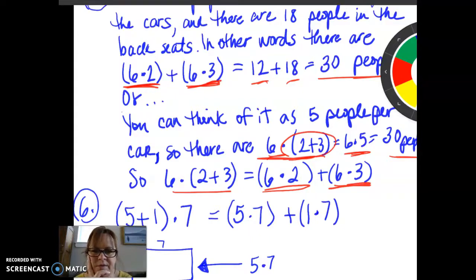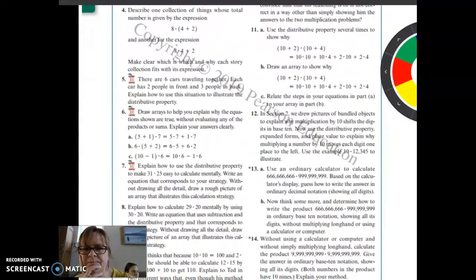So this illustrates the distributive property because we're showing that 6 groups of 2 plus 3 is the same as 6 groups of 2 plus 6 groups of 3. All right, let's go to number 6.